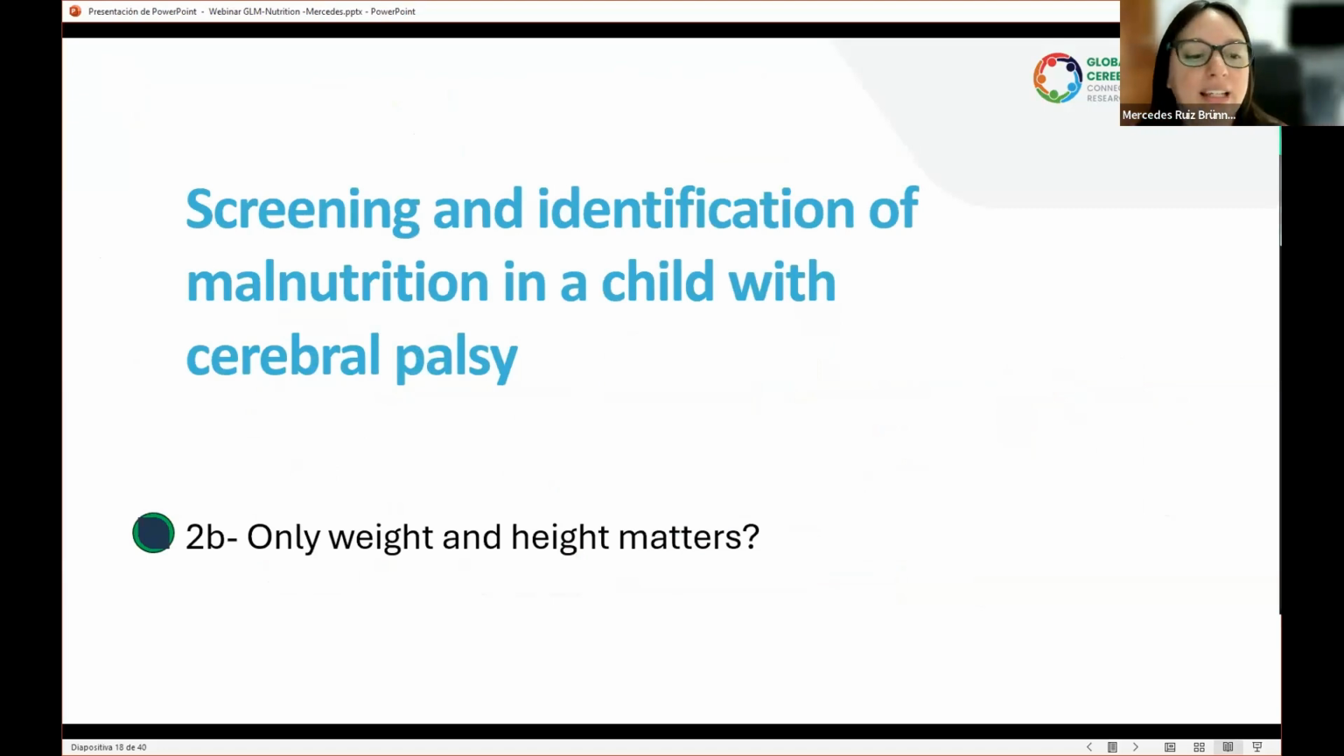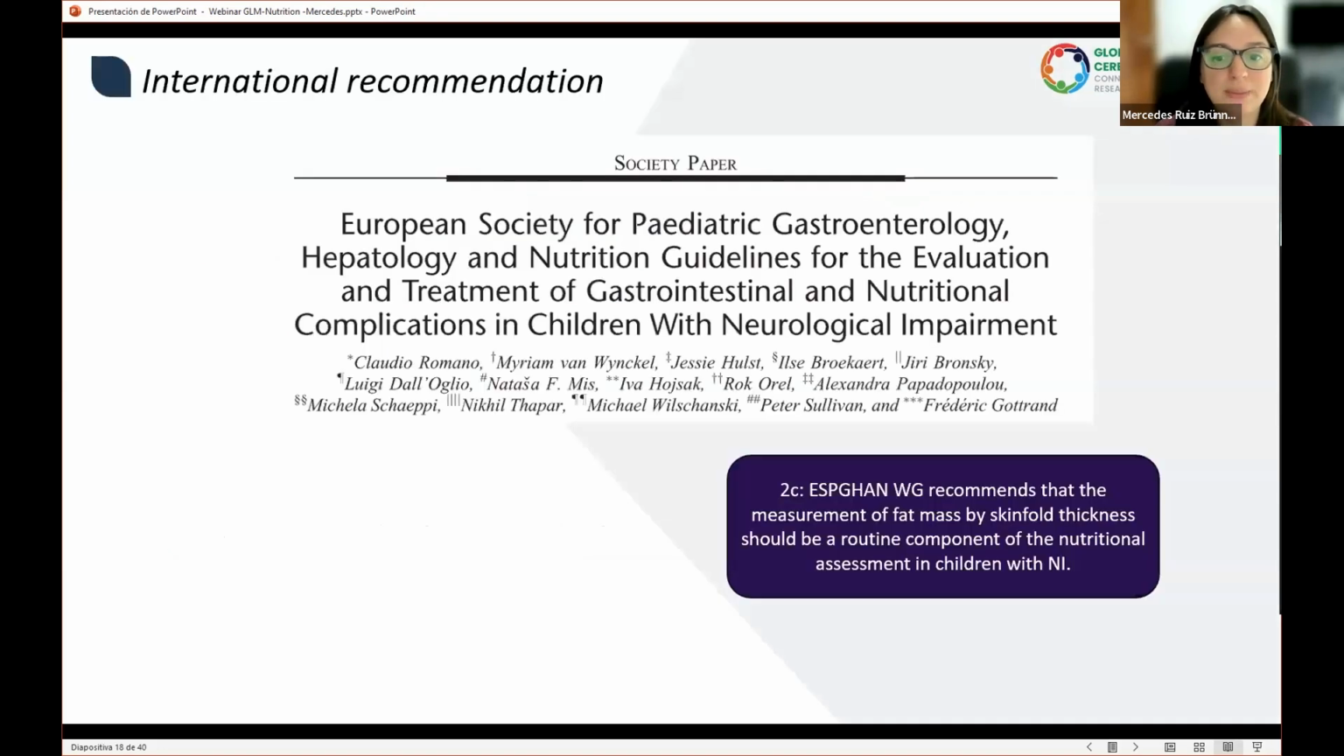Another thing is that not only weight and height matter. I focus a lot on how to estimate height and how to estimate weight, but these are not the only values that we should take into account when we do a nutritional assessment.